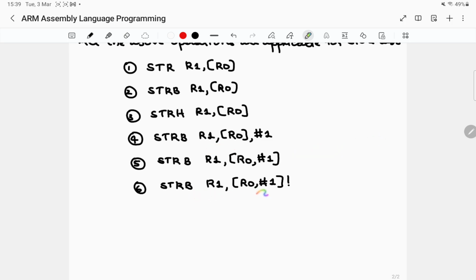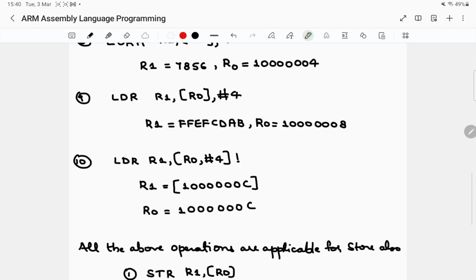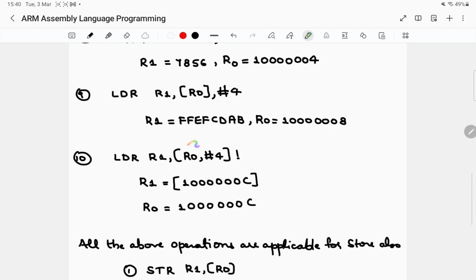STRB R1, [R0, #1]!. What will happen is, R1 will be stored to the address R0 plus 1, and then R0 will be written back with R0 plus 1. The same R0 plus 1 will be written back to R0. That is how it works. So you need to clearly understand. When there is an exclamation, R0 will be written back with this R0 plus 4, and from the same R0 plus 4, the transfer will be done also.